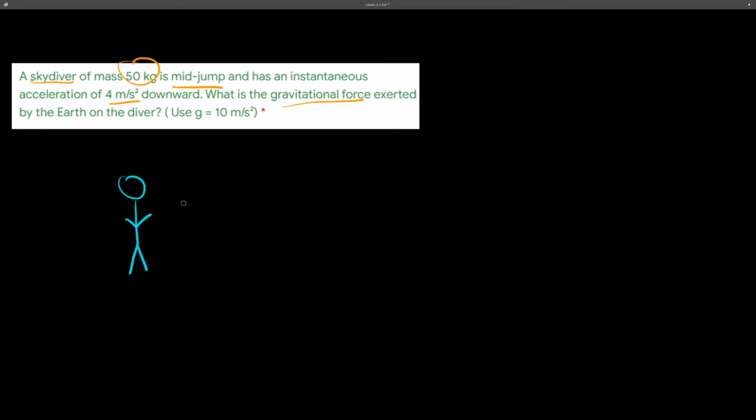So we have this person, he just jumped off the plane, and he has an instantaneous acceleration of 4 meters per second squared, and his mass is 50 kg. First of all, we should know that the only force acting on this person is the force of gravity, mg. To calculate the force of gravity, you do mass times gravity. So mass is 50 times 10, right? The force of gravity is going to be equal to 500 newtons.